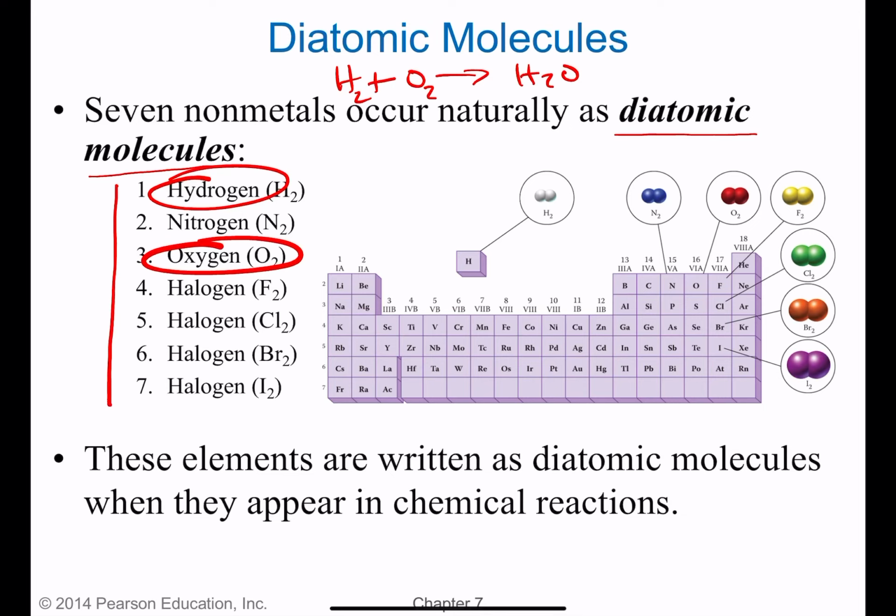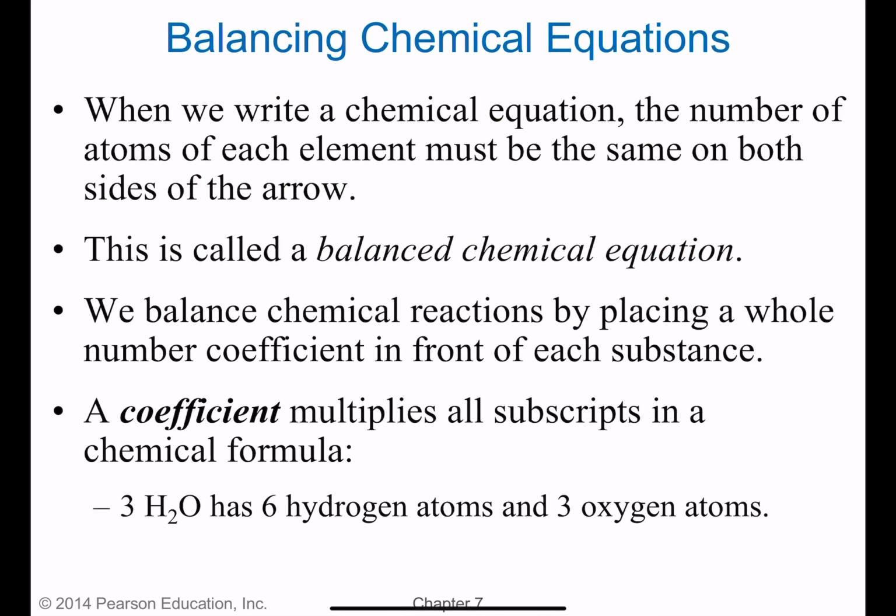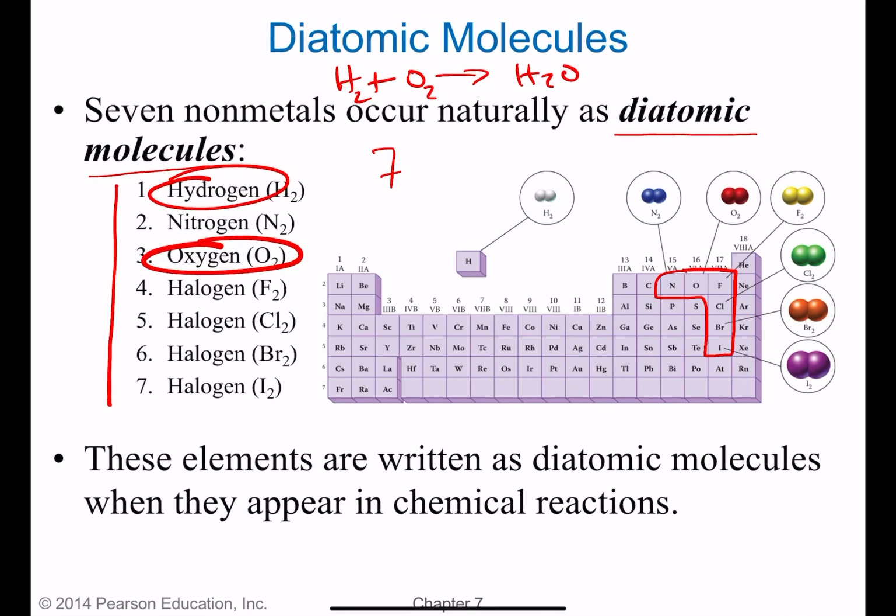One trick that I have for memorizing is there's 7 of them. Here they are located on the periodic table, and that kind of looks like a 7. But wait, let's check. That's 1, 2, 3, 4, 5, 6. That's only 6 of them. Aha, here's number 7, the hydrogen. That's just my trick on how to remember.